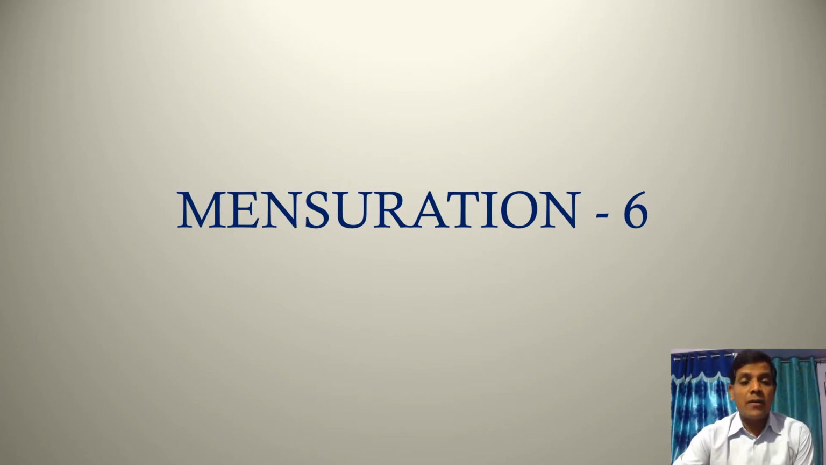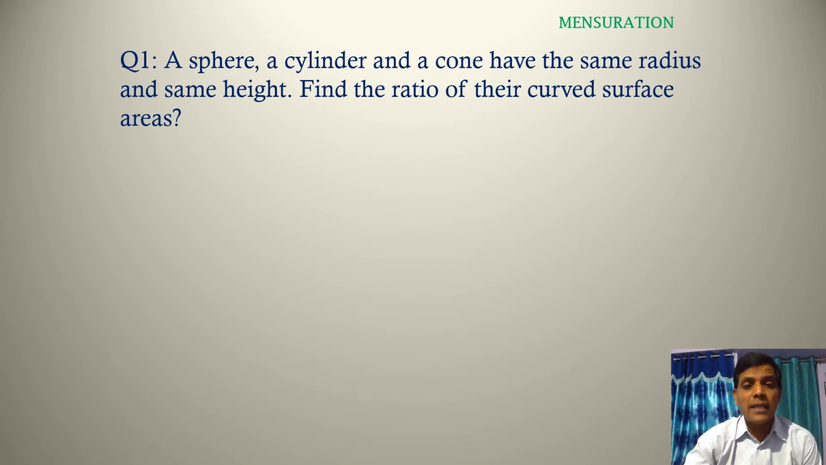Let us move on to the first question. Question number 1. A sphere, a cylinder and a cone have the same radius and same height. Find the ratio of the curved surface areas. What are the given solids? Sphere, cylinder and cone. These three are the given solids. The radius of the sphere, the radius of the cylinder and the radius of the cone are equal, and the heights are also the same. Find the ratio of the CSA.